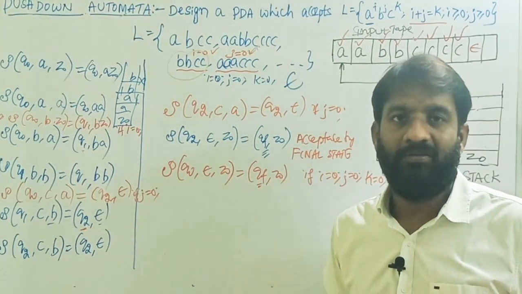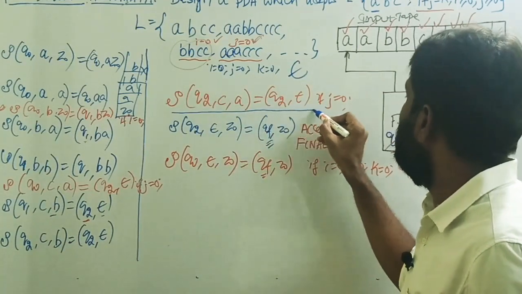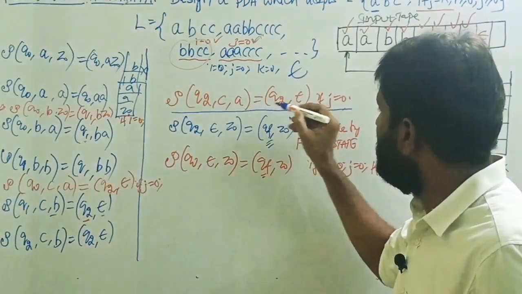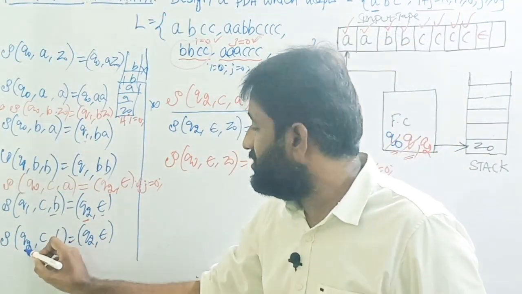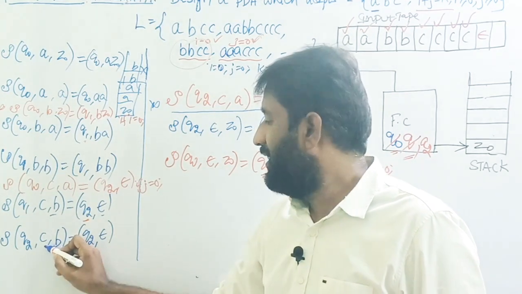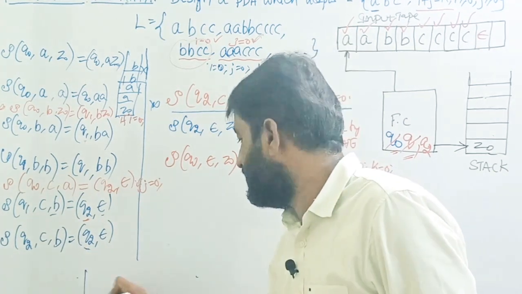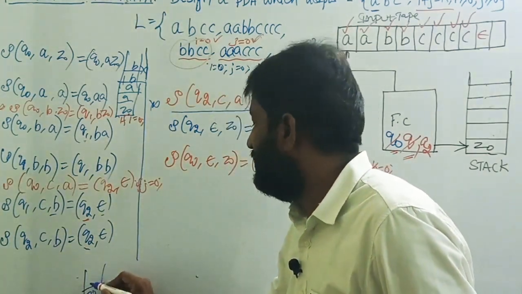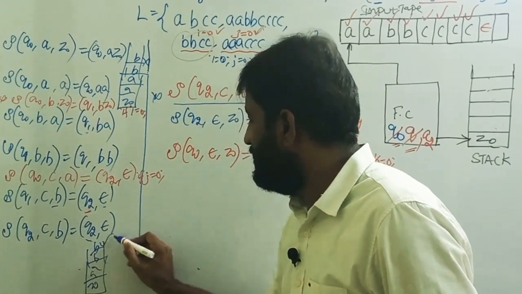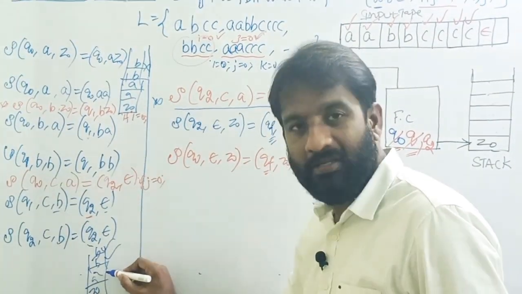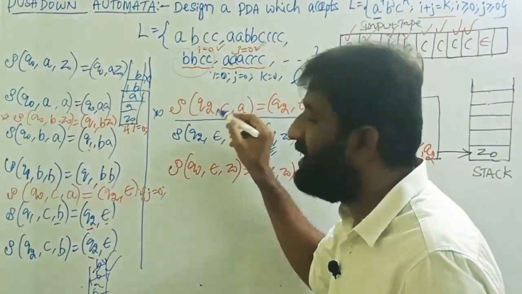Okay, then I want to tell you one important point. Observe this transition of Q2, C, A equals Q2, epsilon. Even this transition is mandatory even if J is not equal to 0. The reason is, on state Q2, reading C symbol and top of the stack is A, we are doing the pop operation and remaining on the same state. For example, assume that this is Z0, then A, then A, then B, then B. If this B is removed, then the top of the stack would be B only. So that's what I wrote here. Even if J is not equal to 0, it is a mandatory transition.